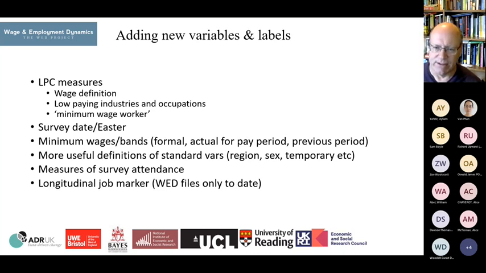A lot of the ONS variables are not that useful, like, for example, sex being defined as 1 and 2, which we've now got a new variable in, called male 0-1 or female 0-1, which is slightly more meaningful. We've put in a longitudinal job marker, which is only in the WED files at the moment, but we're hoping that what we're doing here will enable a new version of the standard ASHE SRS files to be available.